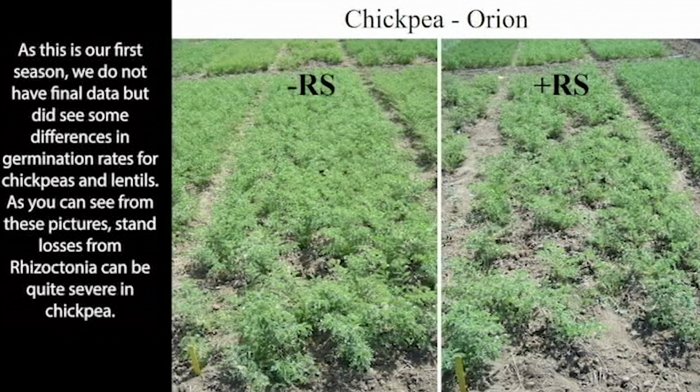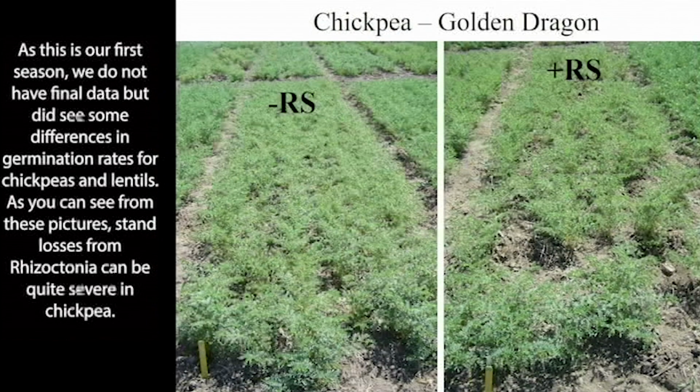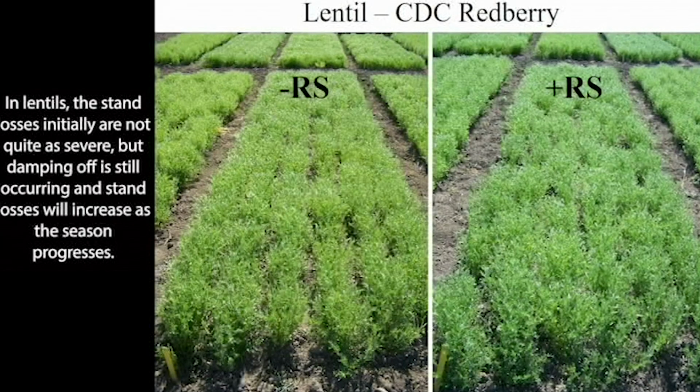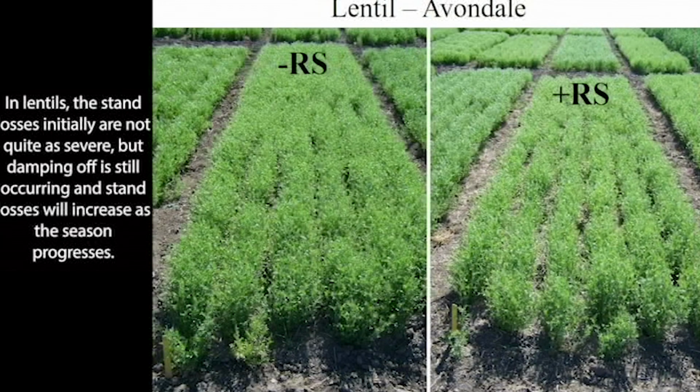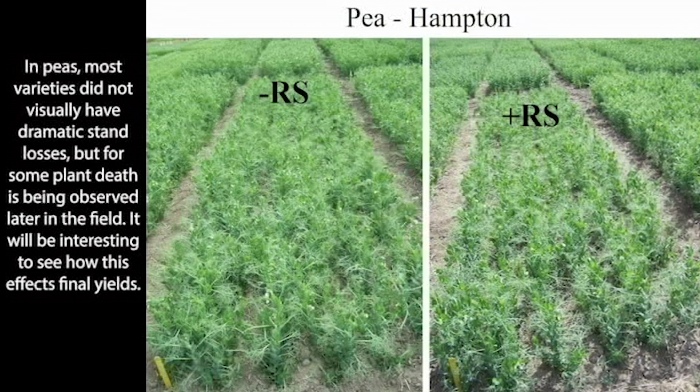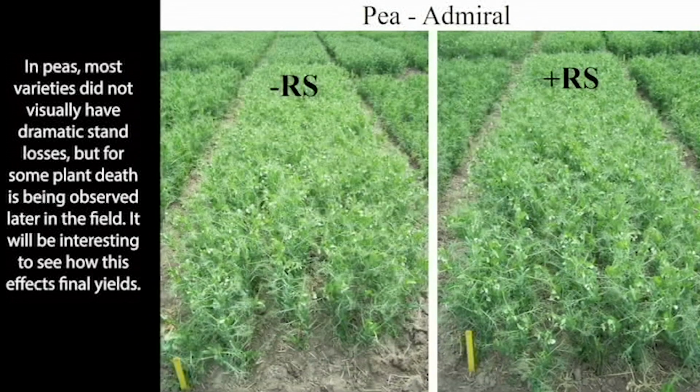As you can see from these pictures, stand losses from Rhizoctonia can be quite severe in chickpea. In lentils, the stand losses initially are not quite as severe, but damping off is still occurring and stand losses will increase as the season progresses. In peas, most varieties do not visually have dramatic stand losses, but some plant death is being observed later in the field. It will be interesting to see how this affects final yields.